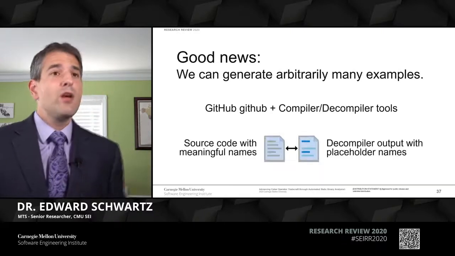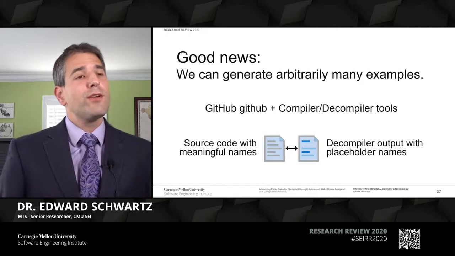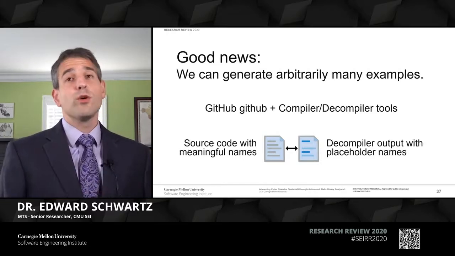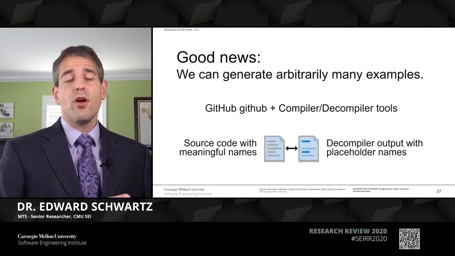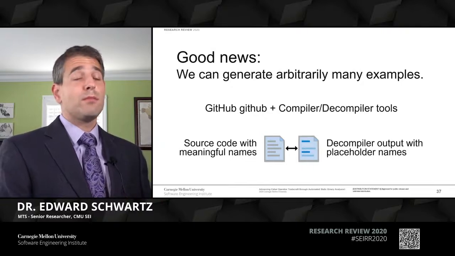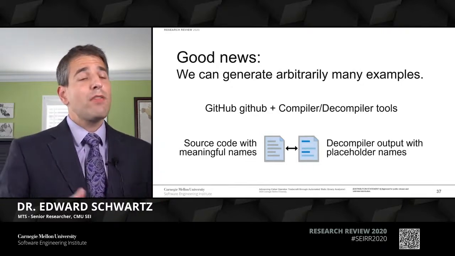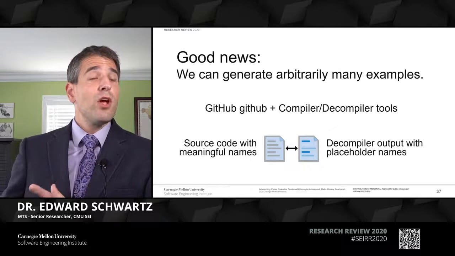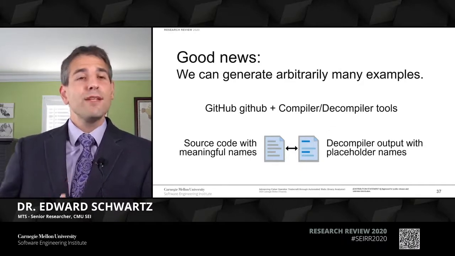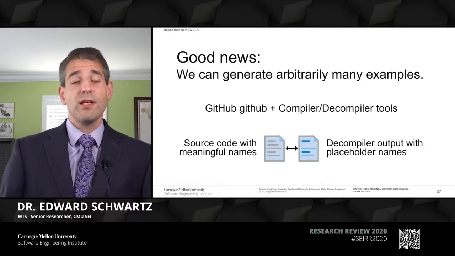So at the end of the day, we wound up with this very large corpus where on one side of the corpus we have original source code with meaningful names that the programmer assigned. And on the other side of the corpus, we have the decompiler output with the placeholder names like v1, v2, and v3.